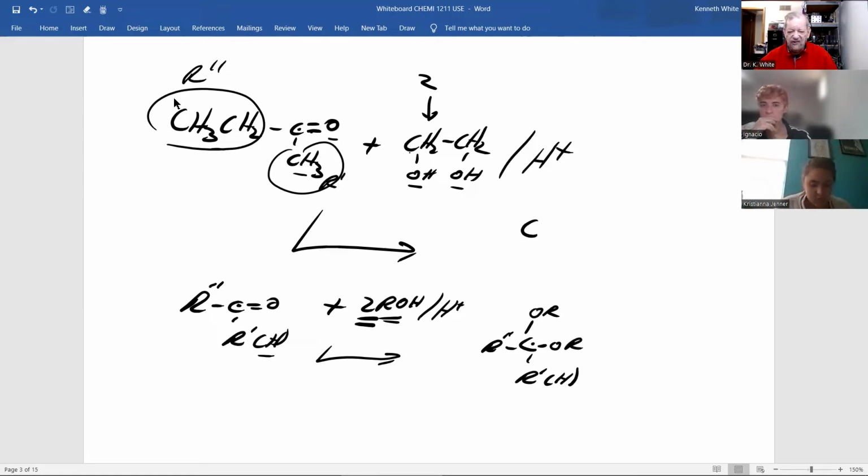So I'm going to write this carbon, which is this carbon. What's attached to it, R prime methyl. What's attached to it, R double prime ethyl. Now, this tells me I'm going to have two oxygens. And what's my R group? CH2.